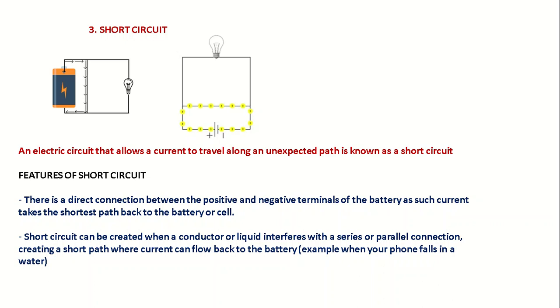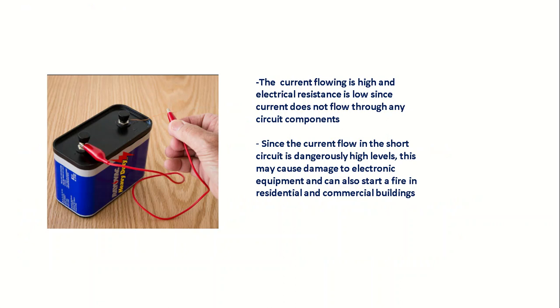This is exactly what happens when your phone falls in water. When your phone falls in water and it's still on, water creates the shortest path for current to flow in the circuit board. And that will have an adverse effect on your phone.